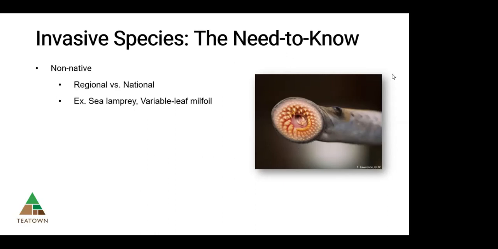And we also have variable leaf milfoil, which is an invasive plant here in our area, but it's actually native just as close as southern New Jersey and western New York. Its native range is pretty interesting, from southeast Florida up to Michigan, but it's not actually native here. And the first report of it was in, I think, the 1950s.